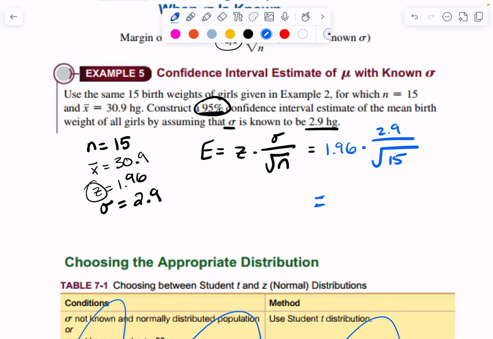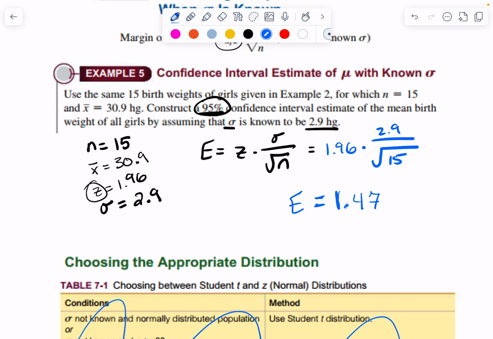Let's see what I get. 2.9 divided by the square root of 15, times 1.96. Okay, I get 1.47 as my error, okay? And that's the error.